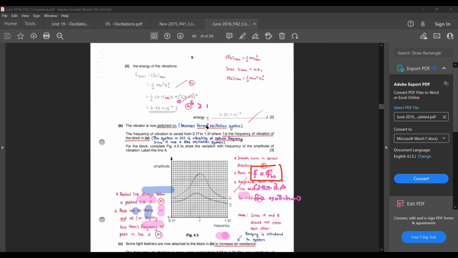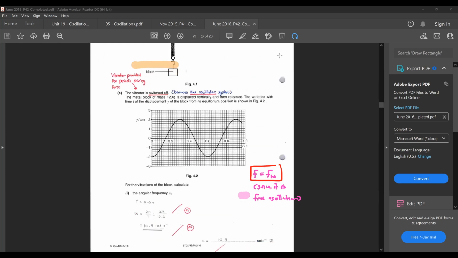Now, the next one is asking you about the energy of vibrations. Find out the energy of vibrations for that system here. So before we go to that, notice that in your current case, when the system is oscillating, the amplitude actually did not decrease at all. You see right over here, the amplitude did not decrease at all. Here you see amplitude remains constant.